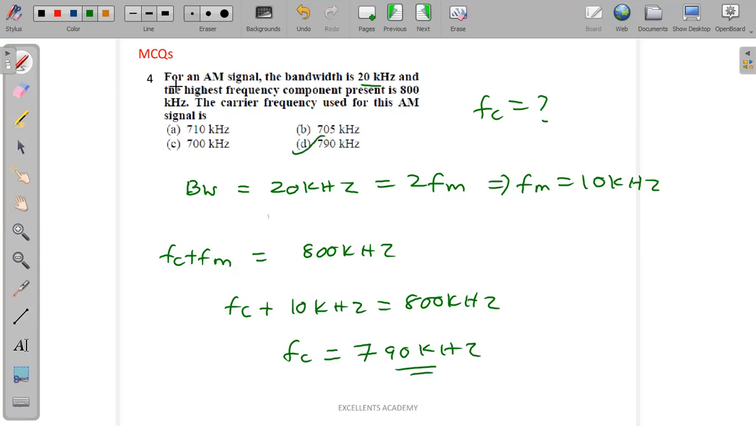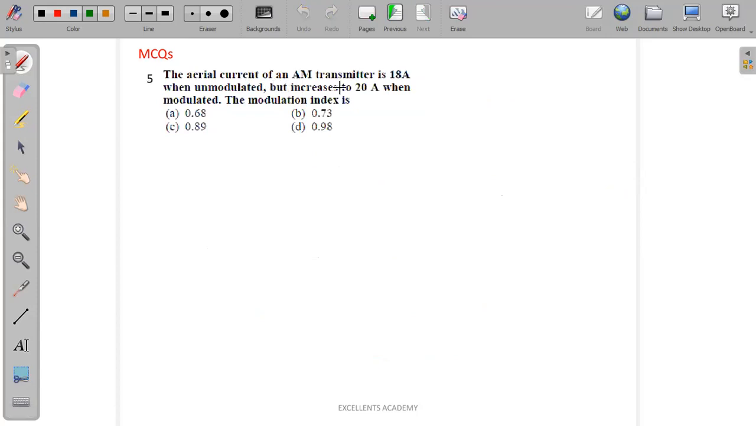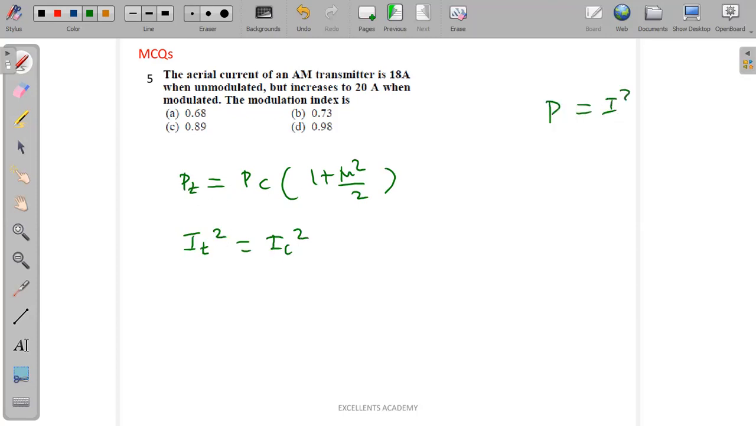Option D. Okay. So next, the aerial current of an AM transmitter is 18 ampere. So we use the power equation in terms of current. PT is equal to PC into 1 plus mu square by 2. We know the power equation. So from this, IT square is equal to IC square into 1 plus mu square by 2, because power P is equal to I square R and R cancels on both sides.